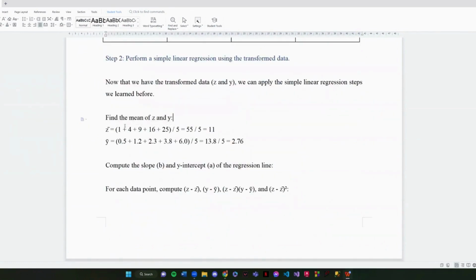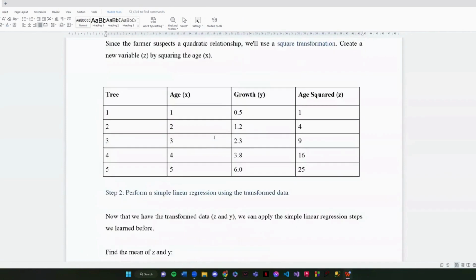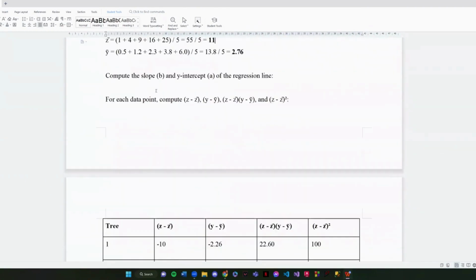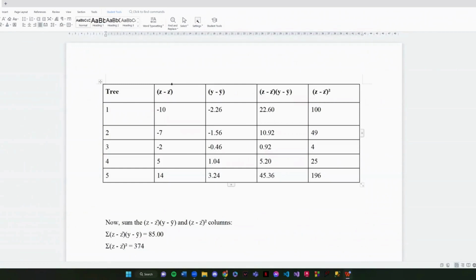Now that we have the transformed data, we can now perform a simple linear regression. First, we find the average of the squared ages and the average growth. Next, we compute some intermediate values, like the differences between each z value and the mean of z times z minus z square bar. Ayan. We need to compute the slope b.